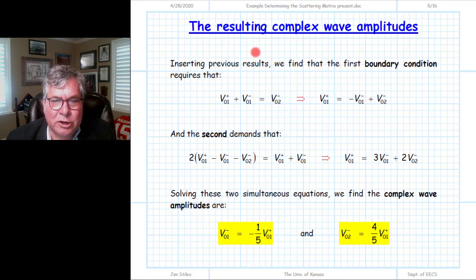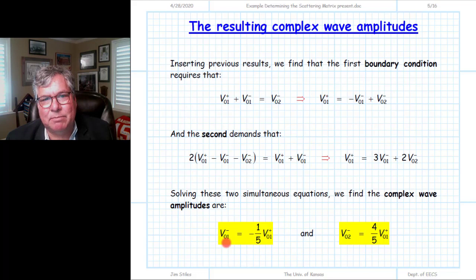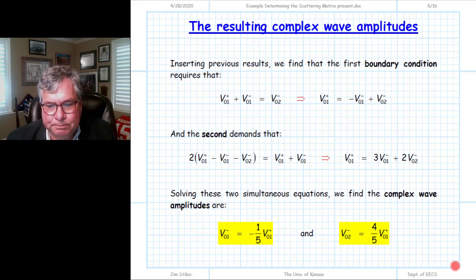We earlier evaluated the port voltages and currents, V1, V2, I1, and I2, and now we can insert those into our boundary condition results on the previous page and do a little algebra, and we come up with two equations and essentially two unknowns. The two unknowns are the minus wave amplitudes. Again, we're trying to solve for them in terms of this plus wave, this incident amplitude V01 plus. So with a little more algebra, we can get those two solutions, V01 minus, the amplitude of the scattered wave at the first port, and V02 minus, the complex wave amplitude of the scattered wave at the second.